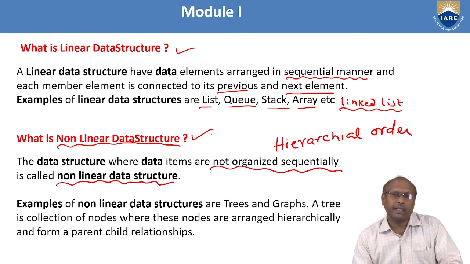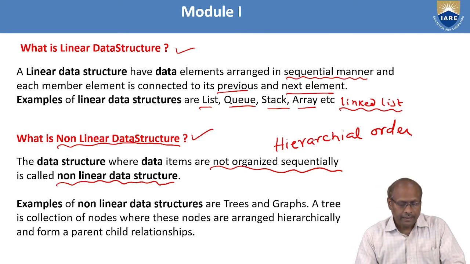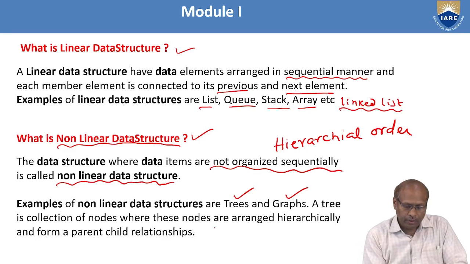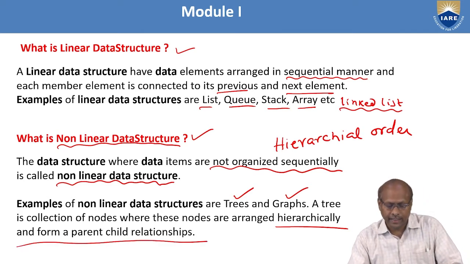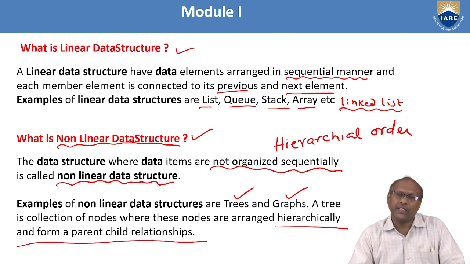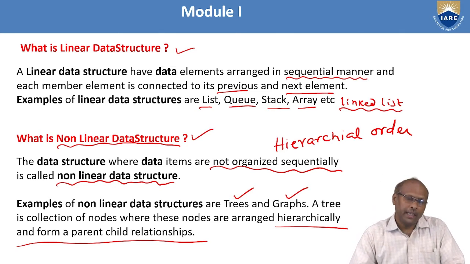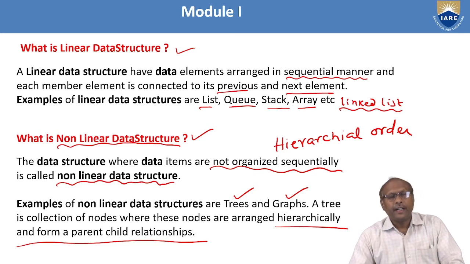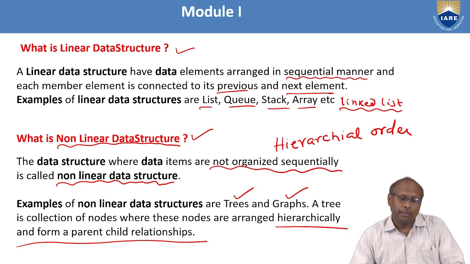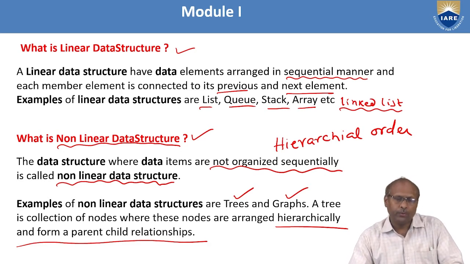They may ask a question: what are the examples of non-linear data structure? The examples are trees and graphs. A tree is a collection of nodes where these nodes are arranged hierarchically and form a parent-child relationship. So that comes under non-linear data structure. And remember, under tree also there are various types of trees. Some are binary tree, some are strictly binary tree, some are general tree, some are binary search tree, some are AVL tree. So all kinds of trees come under non-linear data structure.